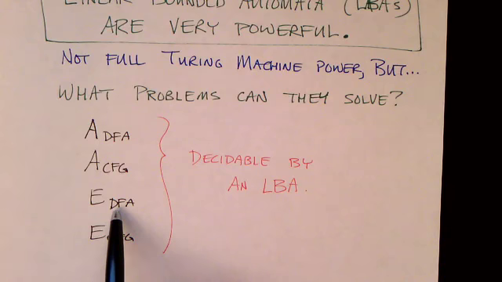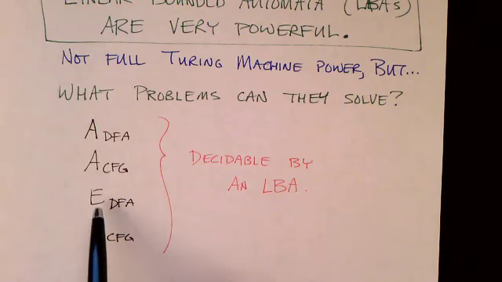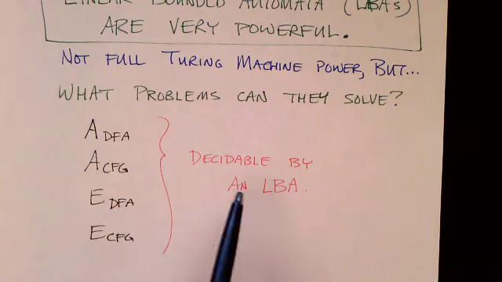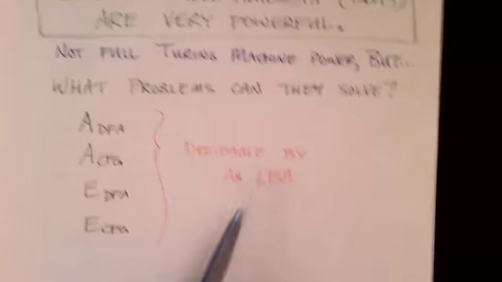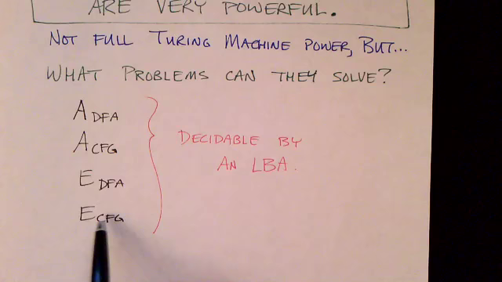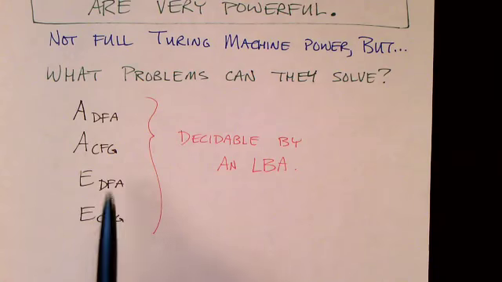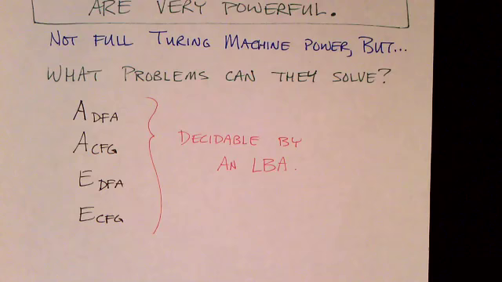Given a deterministic finite state automaton, does it accept anything? Is the language empty or not? That's decidable by a linear bounded automaton. Same thing for context-free grammars. Given a context-free grammar, will it accept any string at all? So these are some sample problems that we saw could be decided by Turing machines, but in addition, they can be decided by a linear bounded automaton.